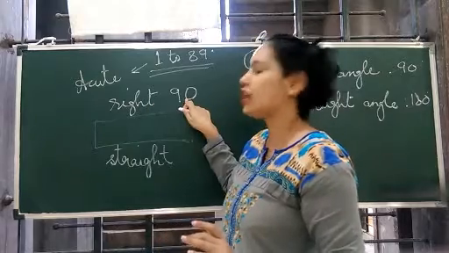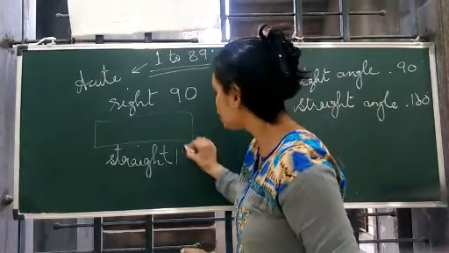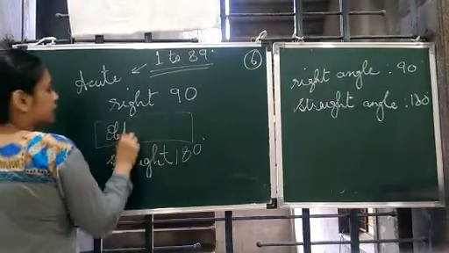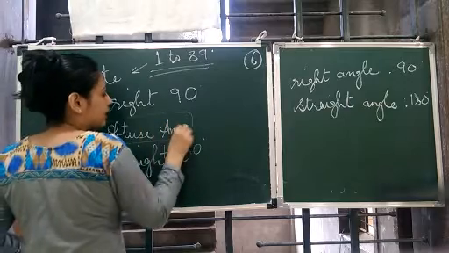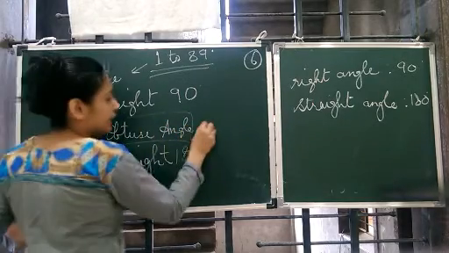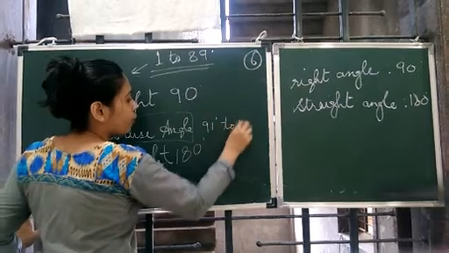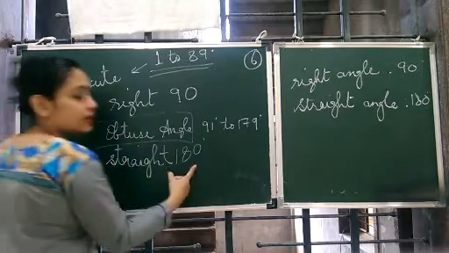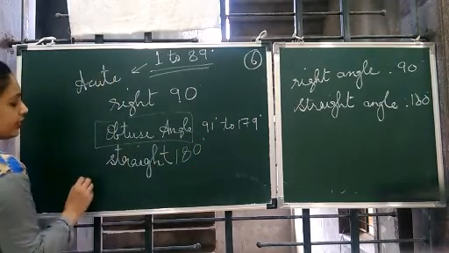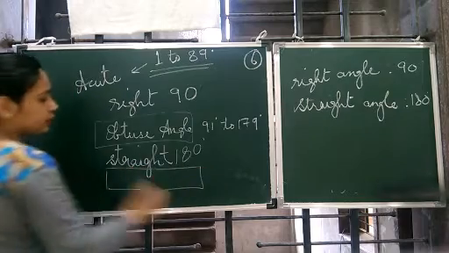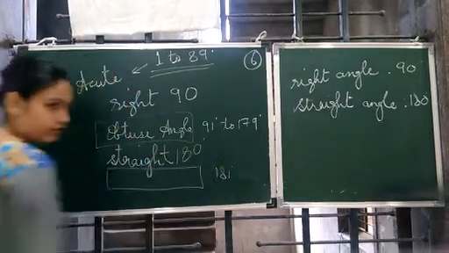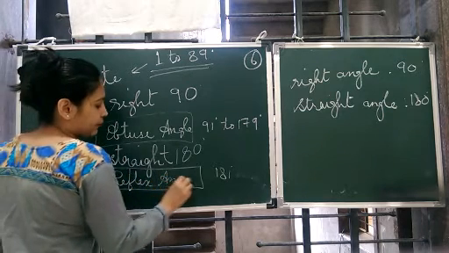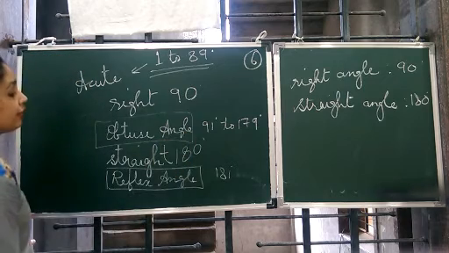What about the angles which are greater than 90 degree and smaller than 180 degree? They are known as obtuse angles, means they start from 91 to 179 degrees. And straight angle is 180 degree. Now greater than straight angle, means 181 degree and so on. They are known as reflex angles.